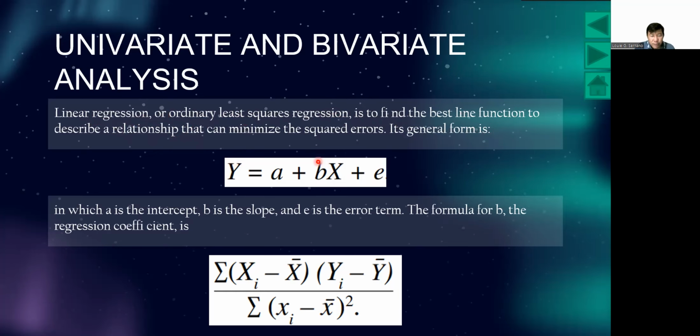Ito nga, yung formula na to. So, line lang siya: A plus BX plus E, in which A is the intercept, B is the slope. So, alam naman natin sa ating college days yung intercept and slope form, and E is the error term. The formula for B, the regression coefficient, is ito yun.